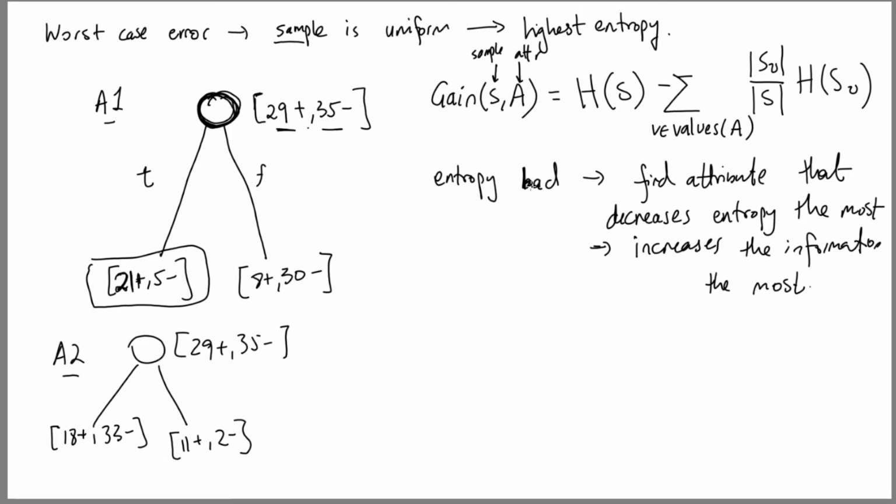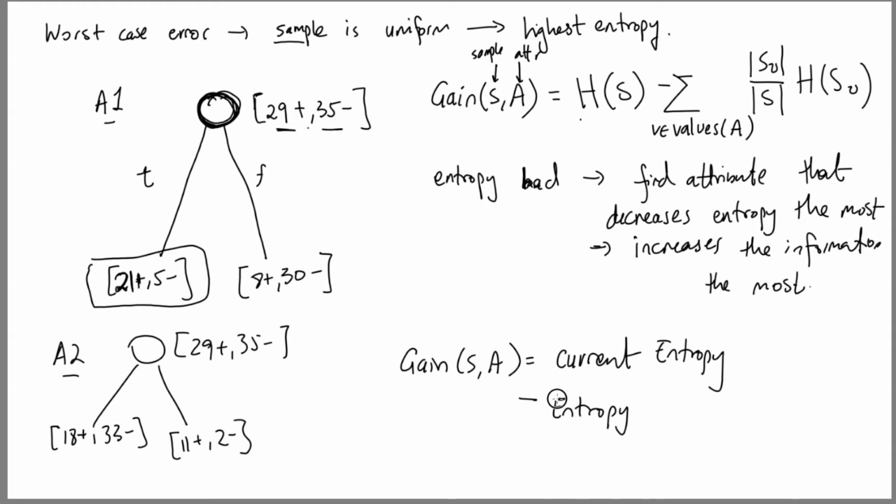So the way we pick attributes is by looking at the current entropy. So the gain is equal to the current entropy, okay, minus the entropy gained by splitting on attribute A.